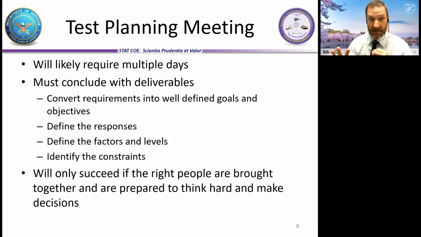All right. I put 4 bullets here, but this is by no means comprehensive. Right. We want to convert those requirements into well-defined goals. And there's literature on that. All right. Define our responses, define the factors and the levels, identify constraints, and there's a lot more. And those are all very well documented in the textbooks and all the test planning documents.